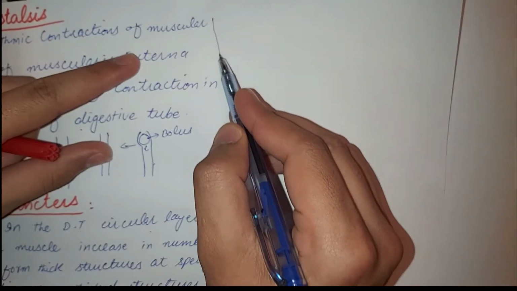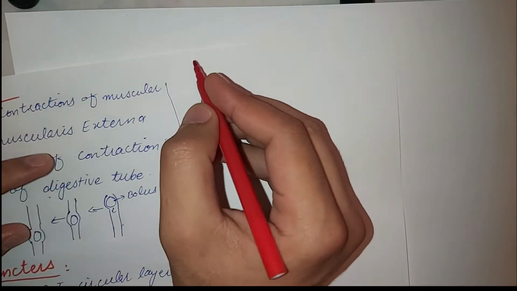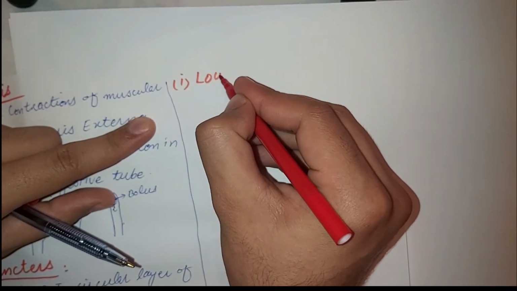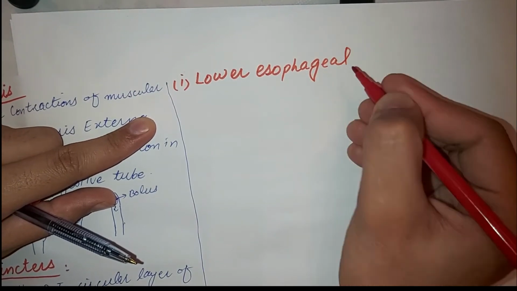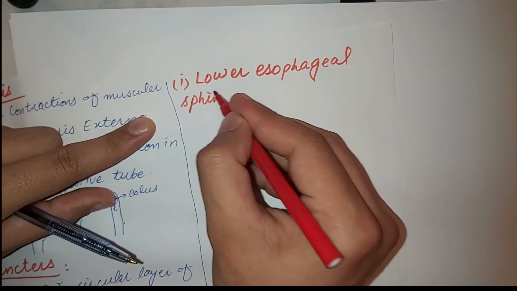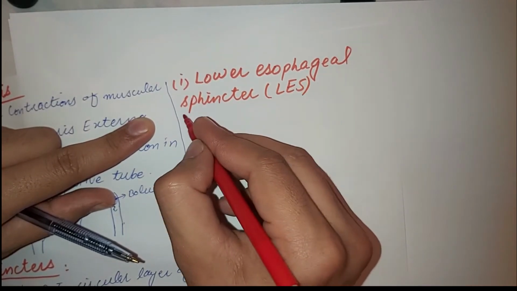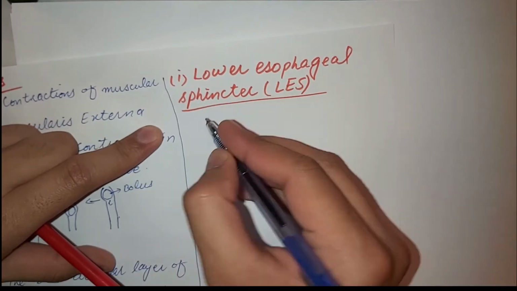There are 4 sphincters in the digestive tract. Now we will discuss how many sphincters there are in the digestive tract, what their names are, and where they are present. The first sphincter is the lower esophageal sphincter, abbreviated as LES. It is present at the lower end of the esophagus.